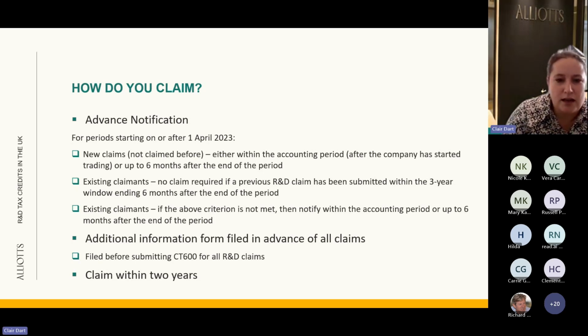So once the relevant notifications and the AIF are filed, we can finally submit our claim. And that has to be done on the company tax return as before. All R&D claims have 2 years from the end of the accounting period, therefore, to make the claim.